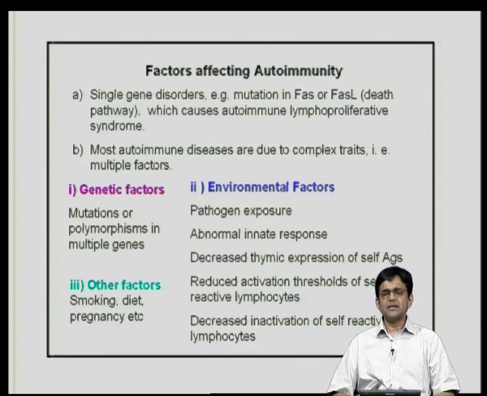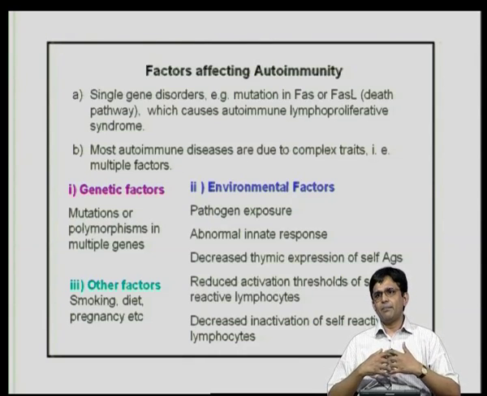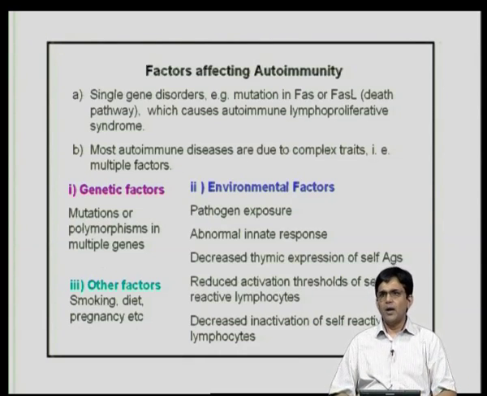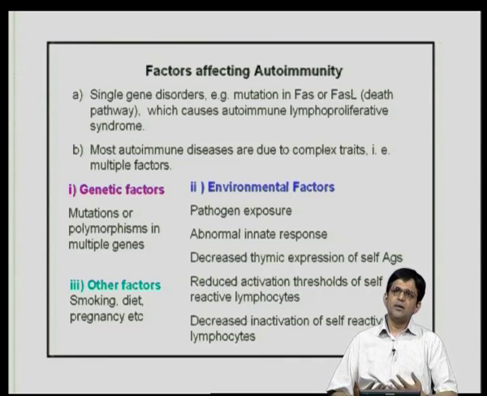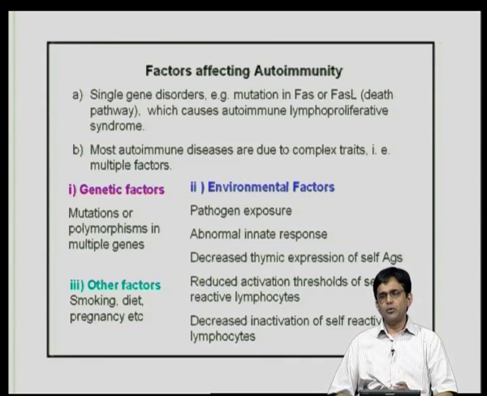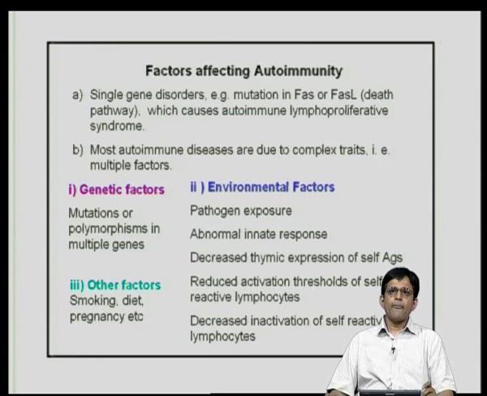Among the several factors affecting autoimmunity, again you can have two main groups. One is single gene disorders, and the other is complex traits, where multiple loci and multiple factors are involved. In terms of single gene disorders, the most important ones are mutations in FASL or the death receptor, or mutations occurring in the death receptor pathway, for example certain caspases.